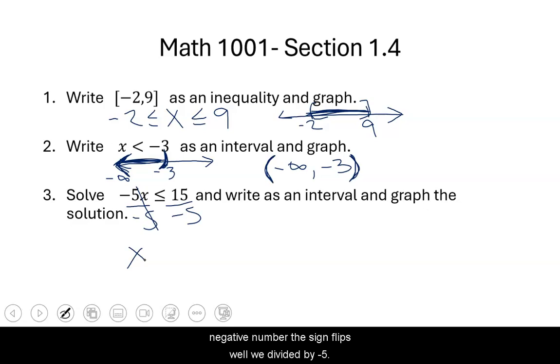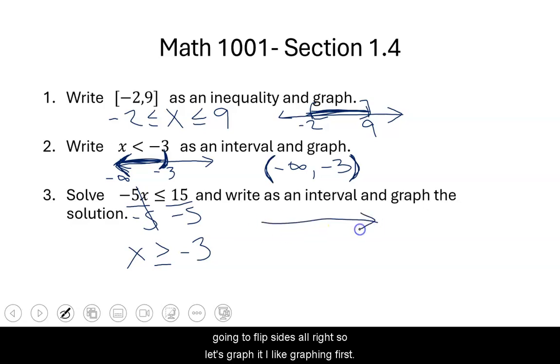Well, we divided by -5. So our sign is going to switch sides. So 15 divided by -5, that's going to be -3. So that's the only rule when solving inequalities. Other than that, you pretty much can treat it like an equal sign and do the same steps. But if you're at the end and you divide or multiply by a negative number, your sign is going to flip sides.